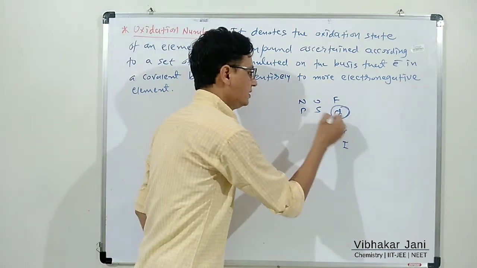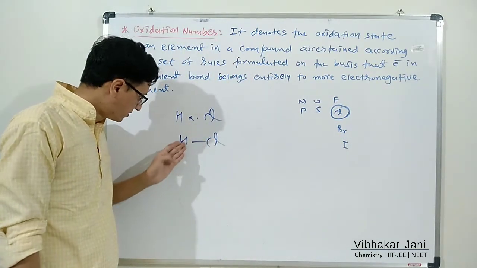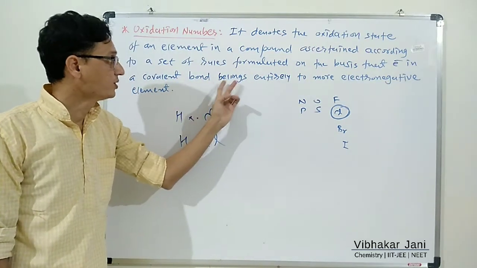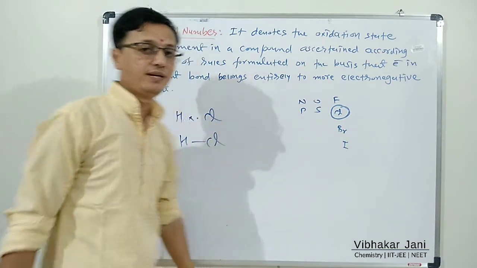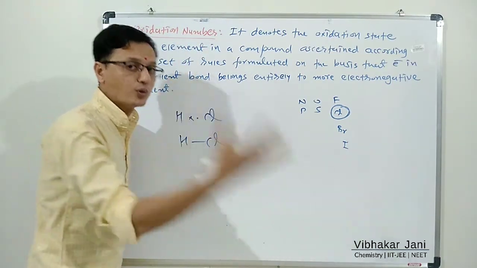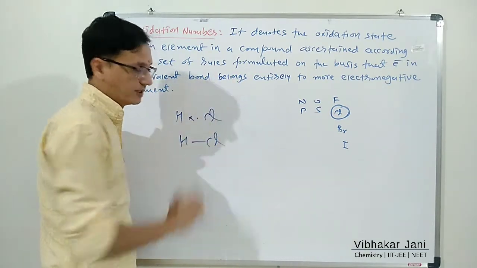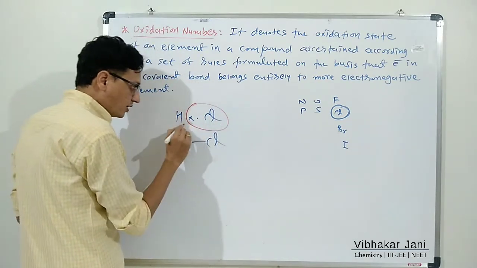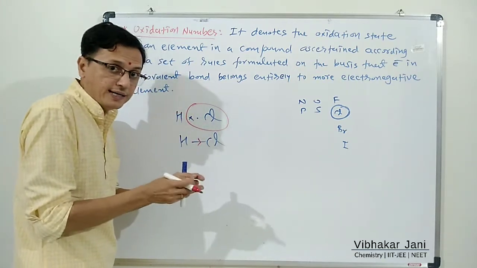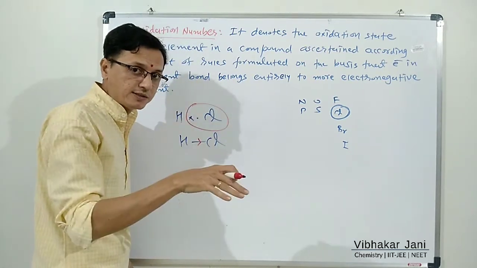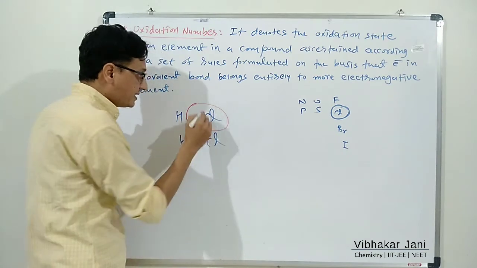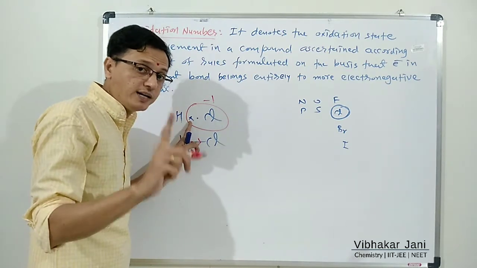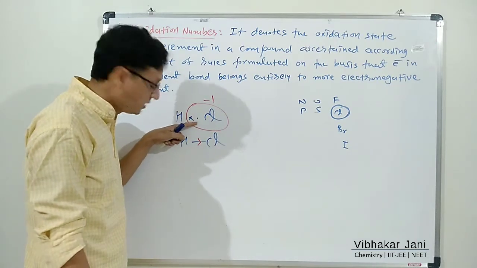Now we know that chlorine is the electronegative element and it is attached covalently with hydrogen. So according to the definition, electrons in a covalent bond belong entirely to the more electronegative element. This electron was of chlorine, but this was of hydrogen. But according to the definition, chlorine being more electronegative, it pulls both these electrons towards itself. So this pair of electrons is attracted towards chlorine. If this happens, then we have to consider this chlorine as having a -1 charge. Why? Because it is pulling one electron of hydrogen which is in the covalent bond.